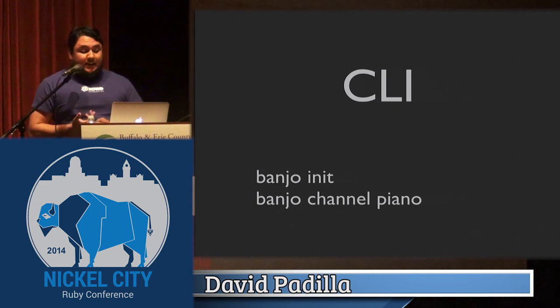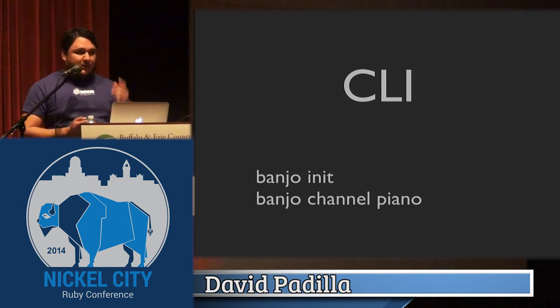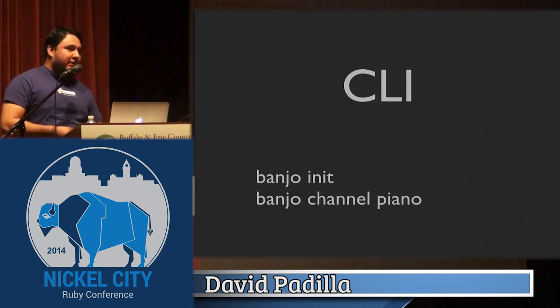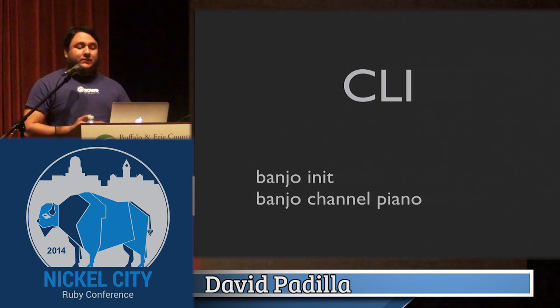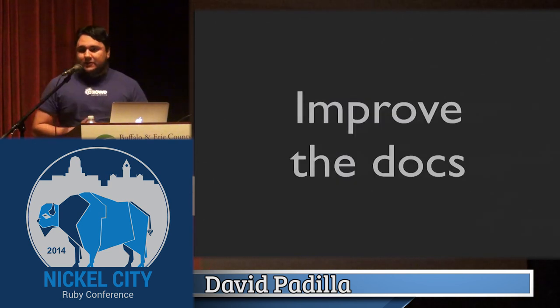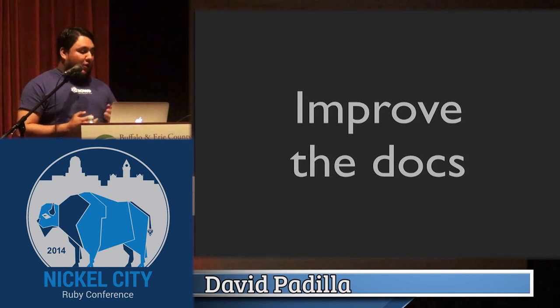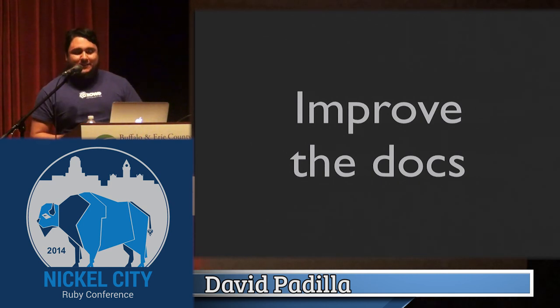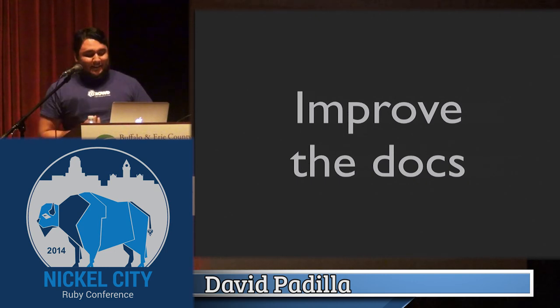I want to write a CLI to just do banjo init, and then you get the bare bones of a banjo song, and then create banjo channel piano, and you get the bare bones of one of the channels. And as every young open source project needs, I want to improve the documentation, because right now there's not a lot of it in the repo.